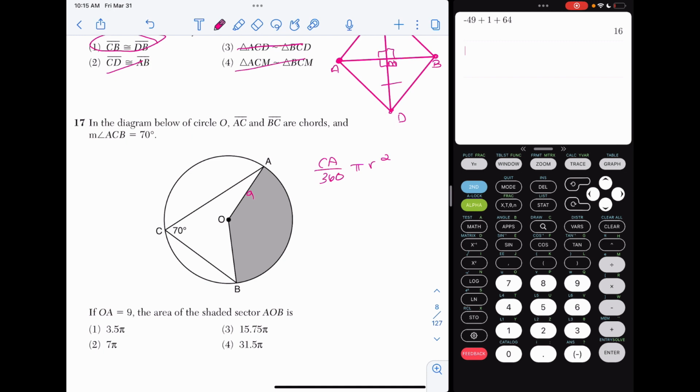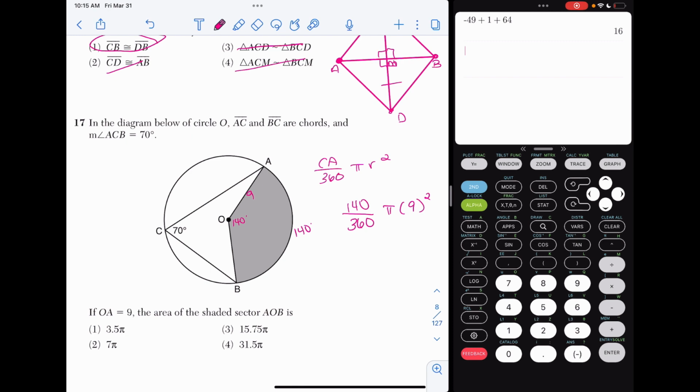The inscribed angle ACB is 70. So that tells me that this arc is going to be 140, because an inscribed angle is always half the measure of its intercepted arc. A central angle is equal to the measure of the intercepted arc. And now I know my central angle is 140. So I have 140 over 360 pi, and the radius they told us was 9, so 9 squared.